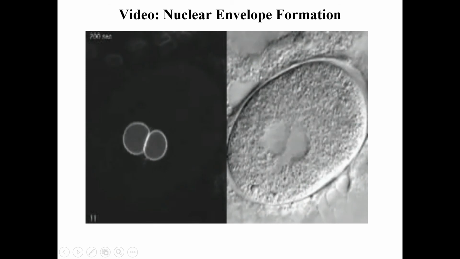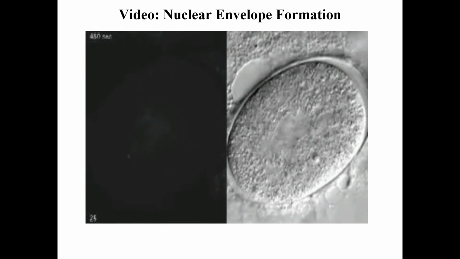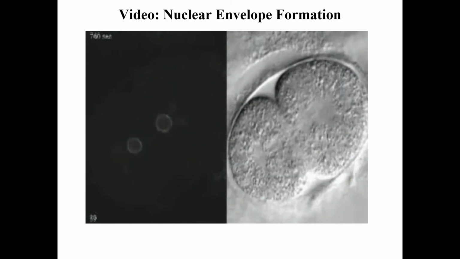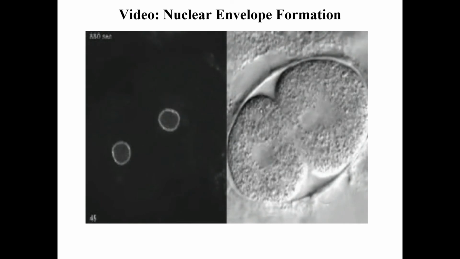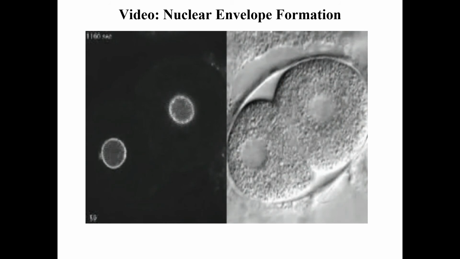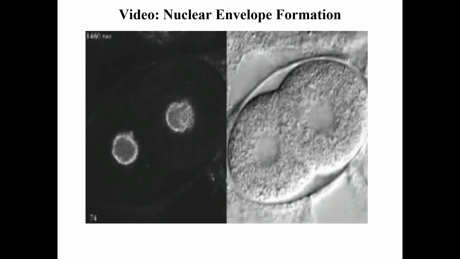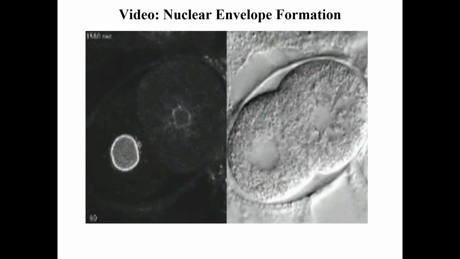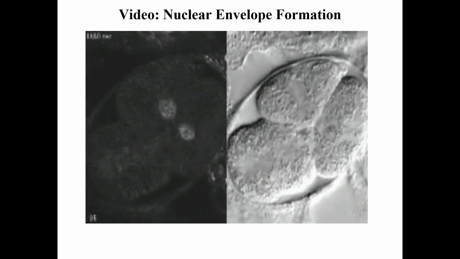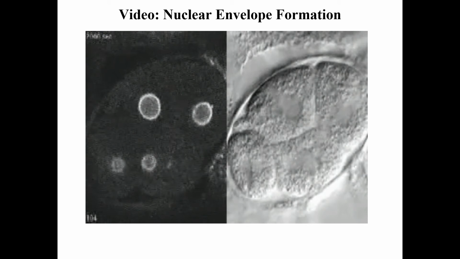Here you can look at two of the individual nuclei. You get the formation of the nuclear envelope. Here you can see your individual nuclear envelopes beginning to reform towards the end of this process of mitosis and cytokinesis. Now you have more individual cells that are forming, being produced.